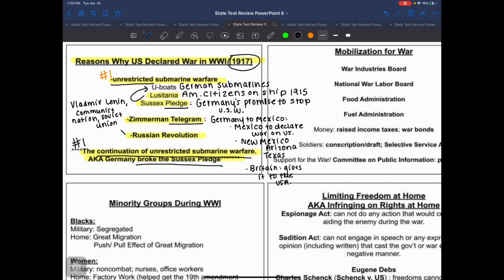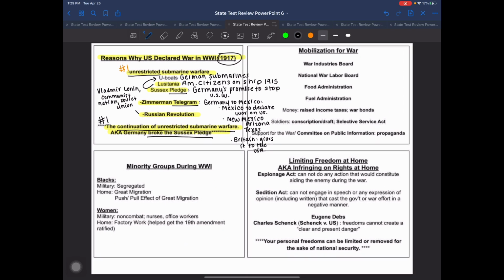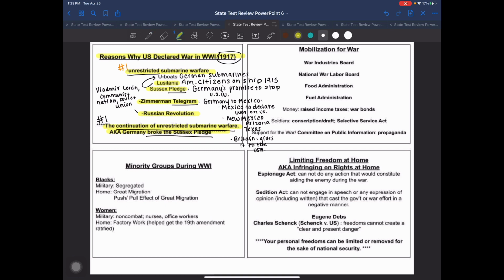They break that promise, and again, they had no intentions of keeping it in the first place, but they break that promise to stop sinking ships without warning, okay? And over here, we have this word, mobilization. And mobilization for war. You need to be familiar with what the word mobilization is actually talking about.